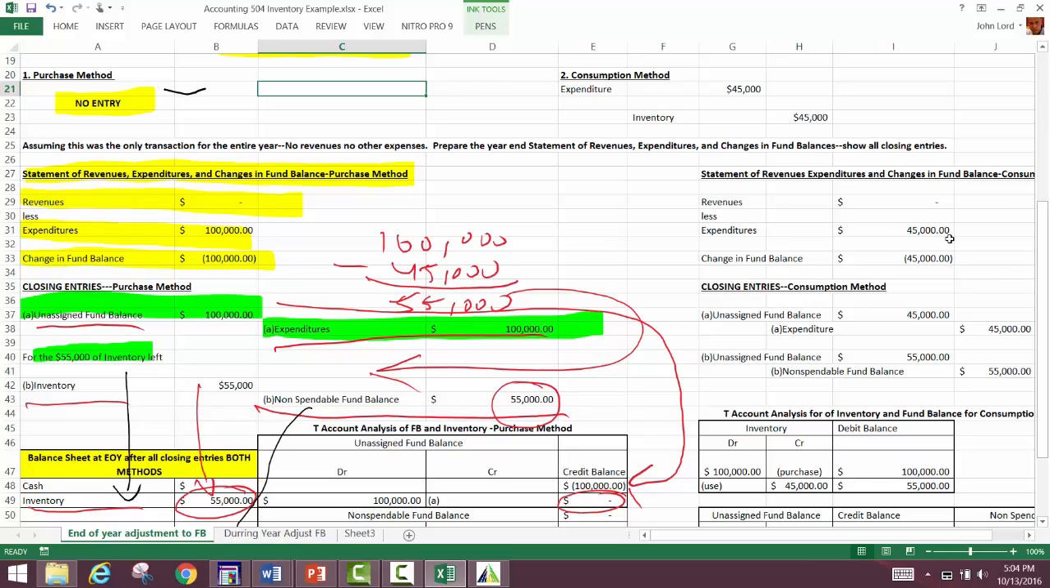But GASB makes the point that if this government pretty much purchases and uses up the same amount of inventory year to year, then there really won't be a significant difference between the two. And so you can go ahead and use the purchase method if that's more convenient for them. So they do allow that. Thus, we have to know both methods. They prefer which method? Consumption method, right? Okay.